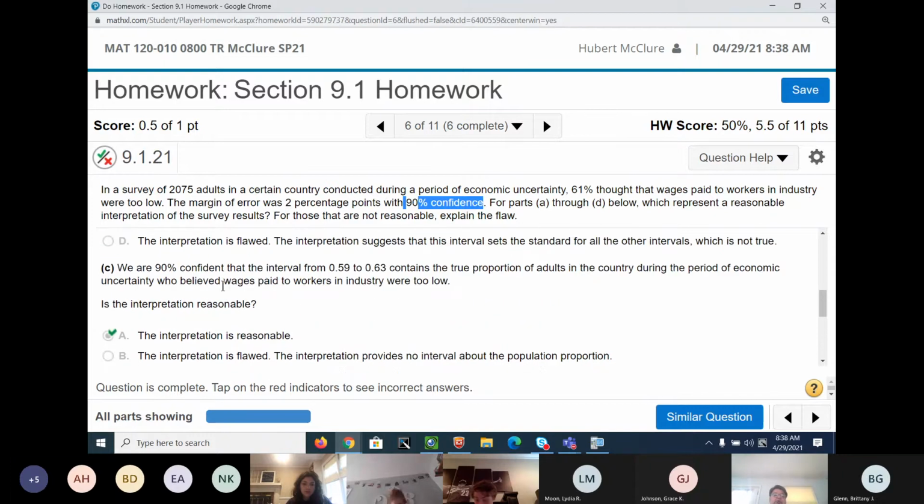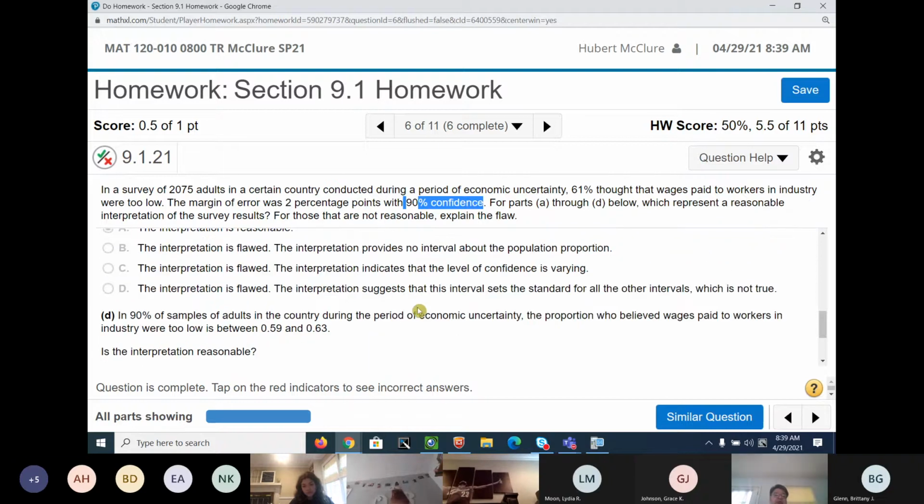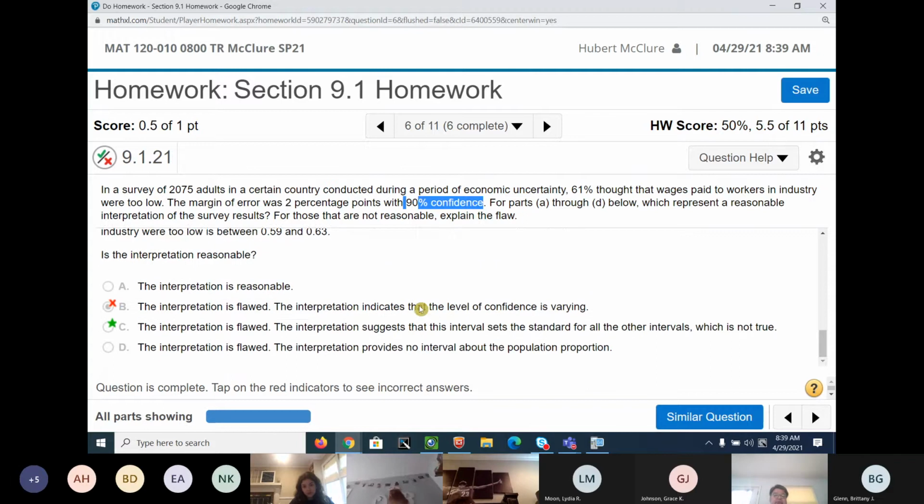Now, this one should say that the confidence level dictates the problem. We are 90% confident that the interval from blah, blah, blah is the true proportion of blah, blah, blah. Yes, they're right there. We are 90% confident, so the interpretation is reasonable. Is this a test question? Hail to the no. It is not a test question.